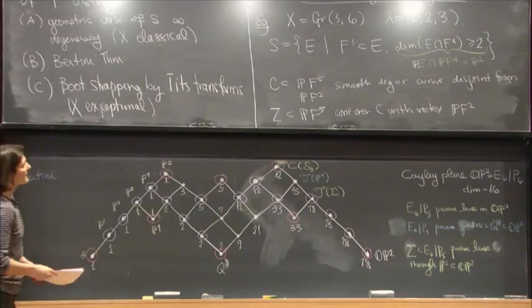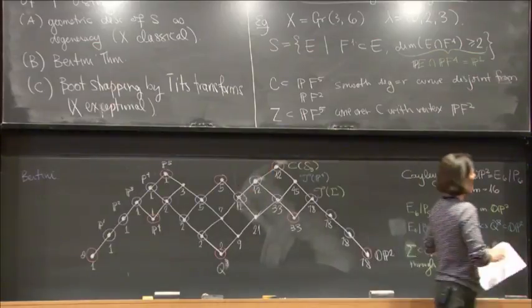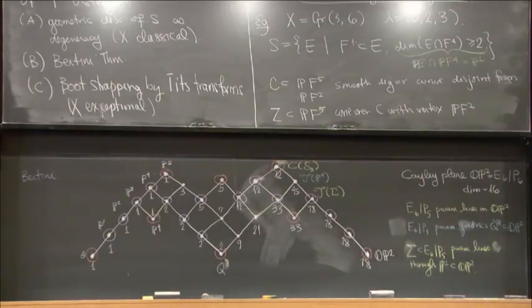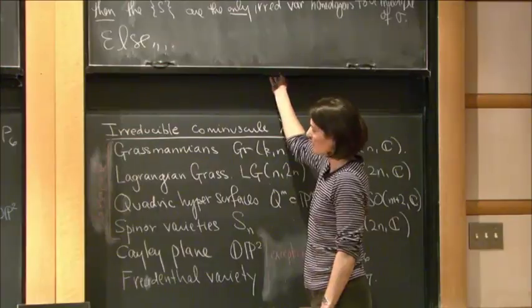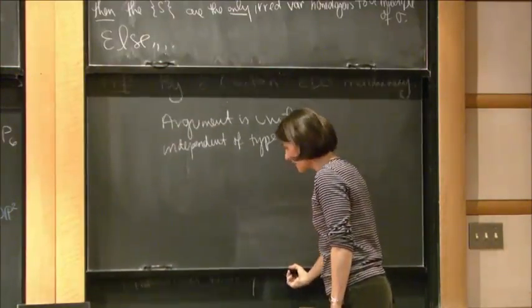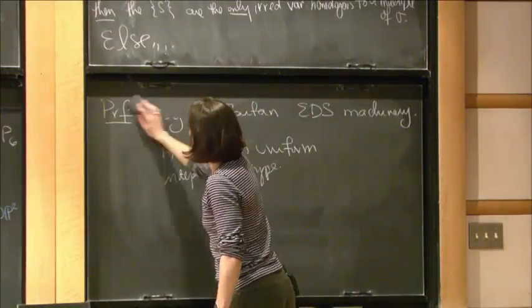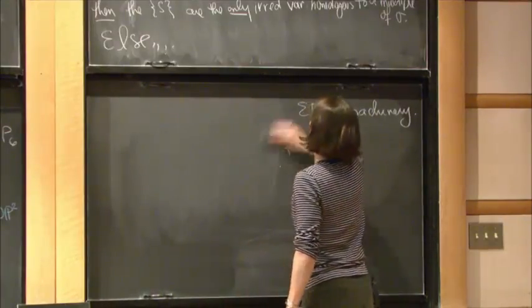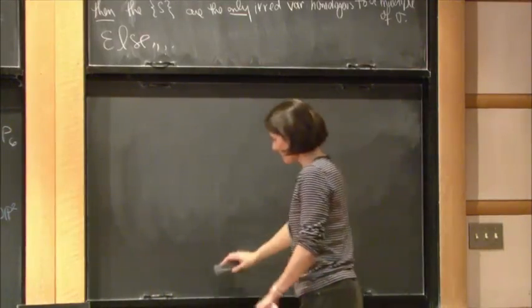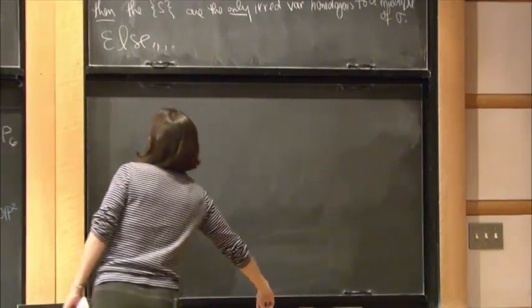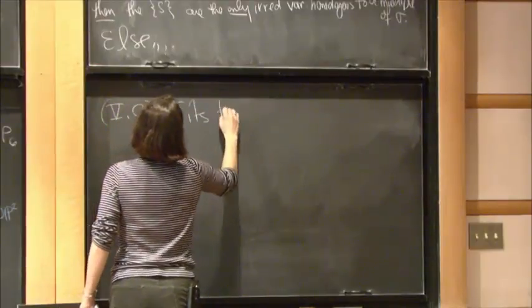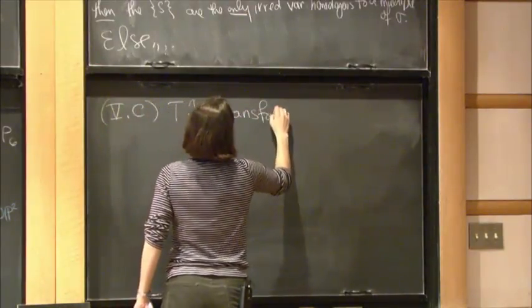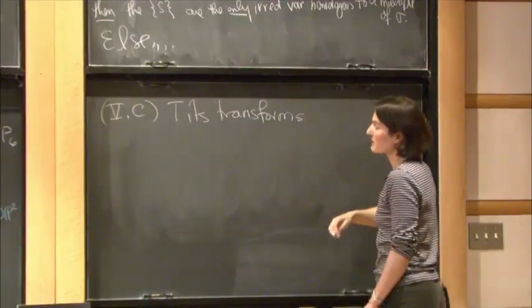Okay. And then the last argument. So these first two arguments, constructions using degeneracy loci descriptions, and Bertini, take care of the four classical series. And it remains to consider the Cayley plane and the Freudenthal variety. And I'll just give you an idea of how this works in the Cayley plane. This is basically a bootstrapping argument.